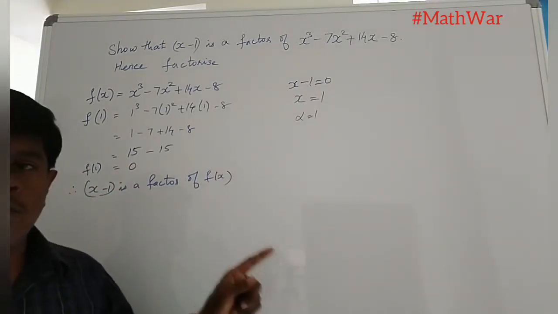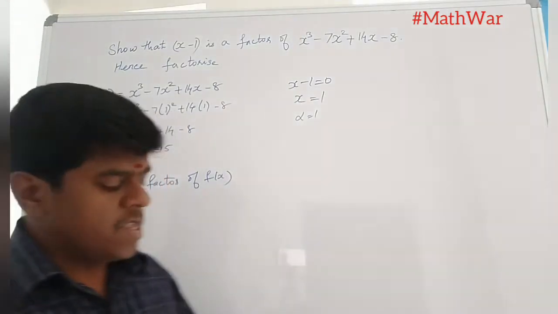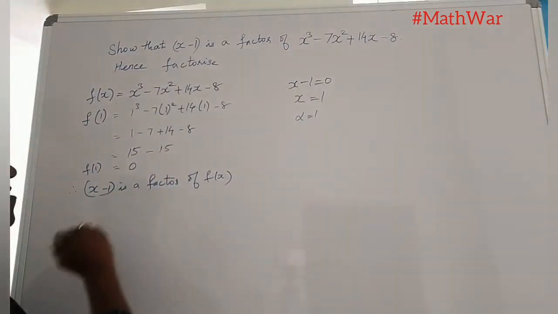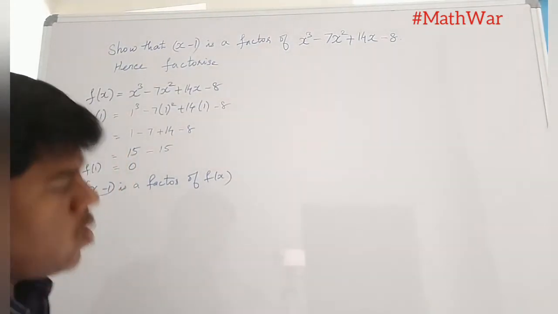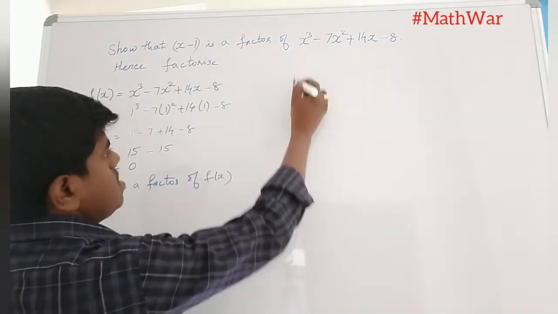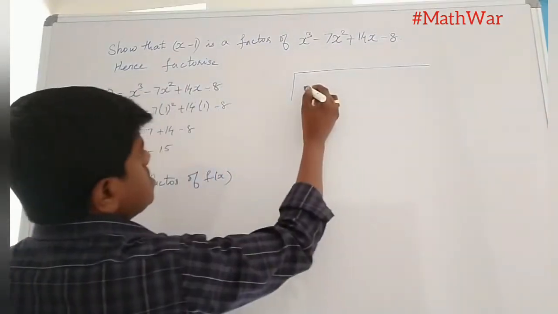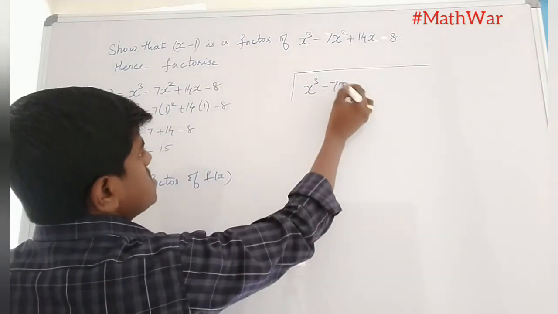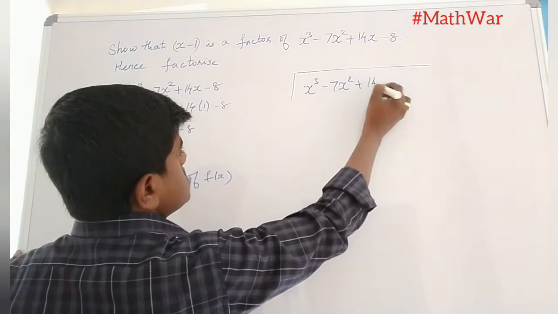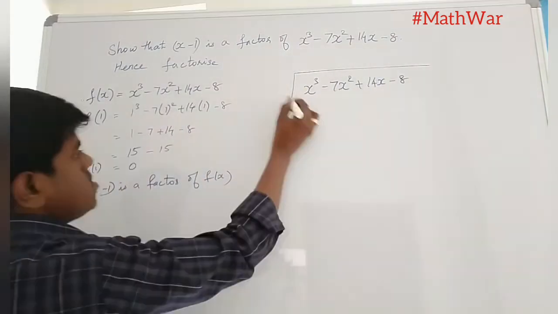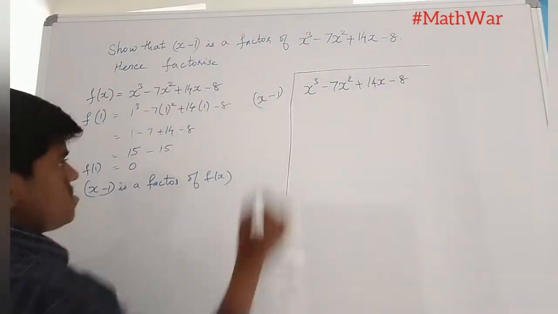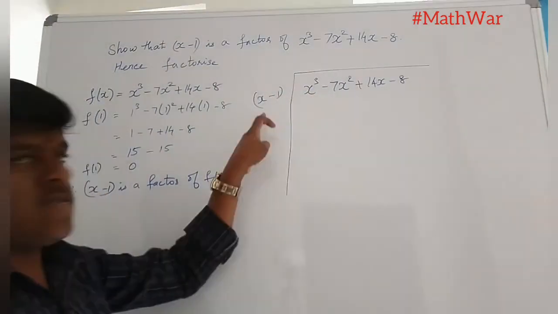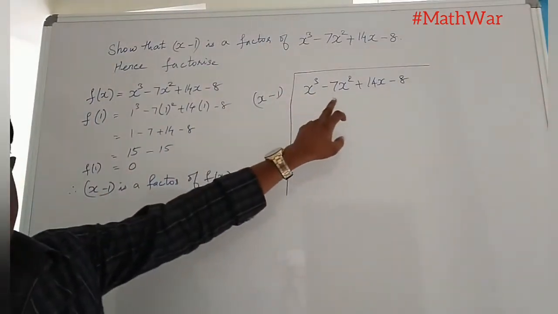Now we are going to factorize it completely. Since we know that this is a factor, we can divide the f of x by x minus 1 by using the division method, already we learned. So x cube minus 7x square plus 14x minus 8, we are going to divide it by x minus 1. Now this is the dividend, this is the divisor. Already what we learned, the same thing.